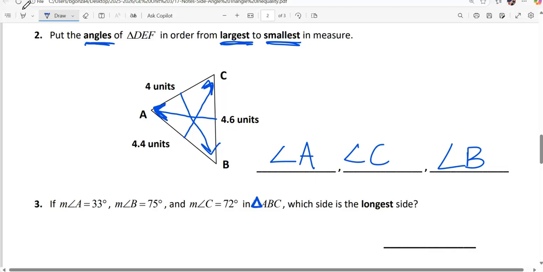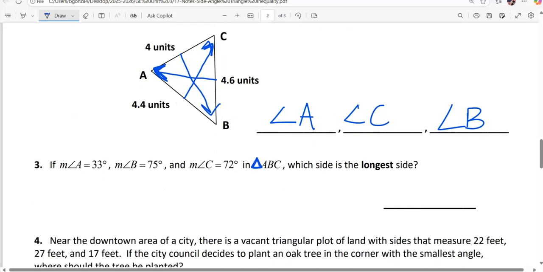Now, we have no picture on number 3, so I would suggest drawing a picture. Okay, so let's do that. There's not a lot of room, but make sure you don't have headphones or a phone out, please.